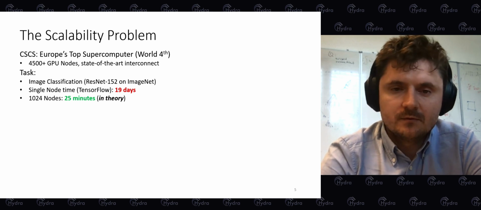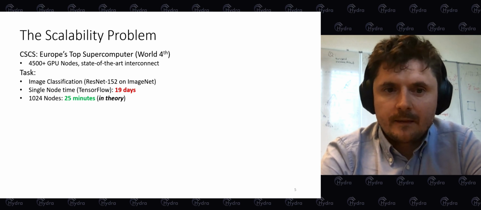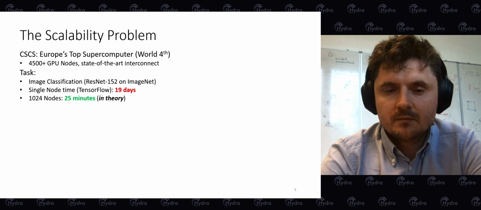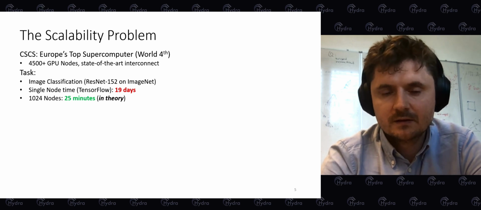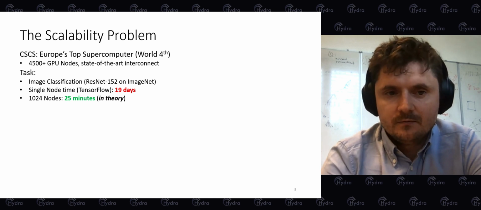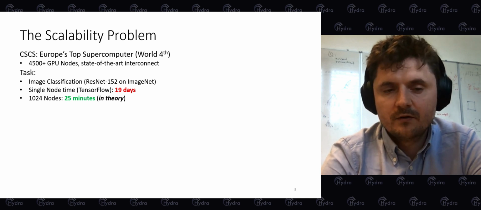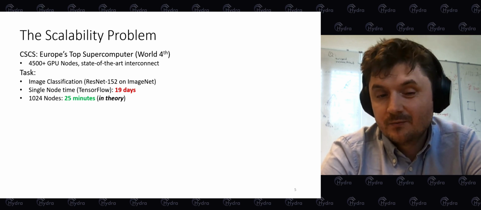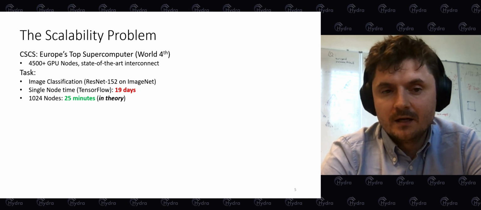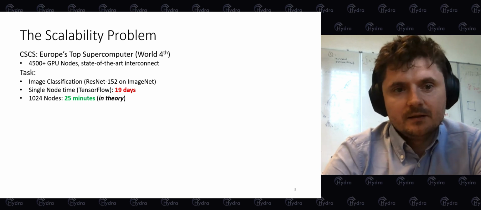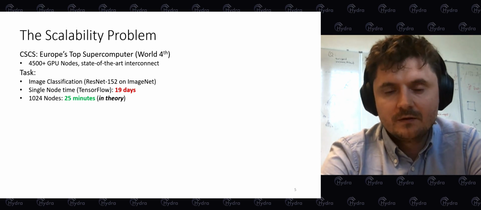So some of the parameters you can remember from the previous slide. If I trained this model on a single GPU node from CSCS, it would take me about 19 to 20 days. This is using the up-to-date version of TensorFlow at that point. And if I was able to perfectly scale this training process across just 1/4 of the number of GPUs that CSCS has, then in theory it should take me about 25 minutes. So that should be a pretty good bang for the buck scalability scenario. Okay, so let's see what happens with this in practice.